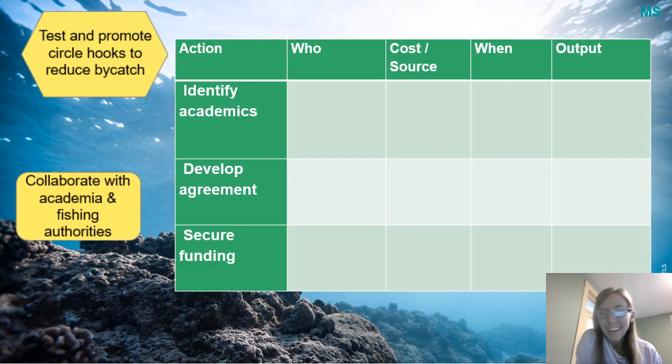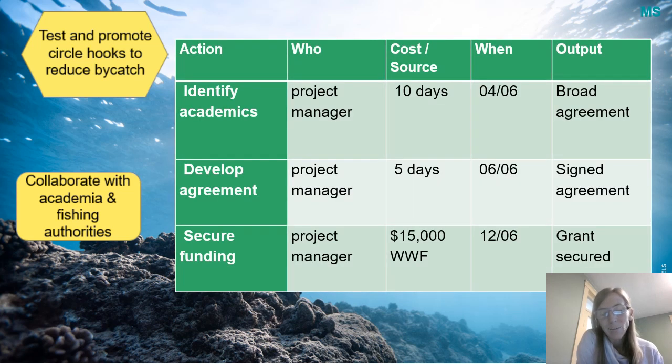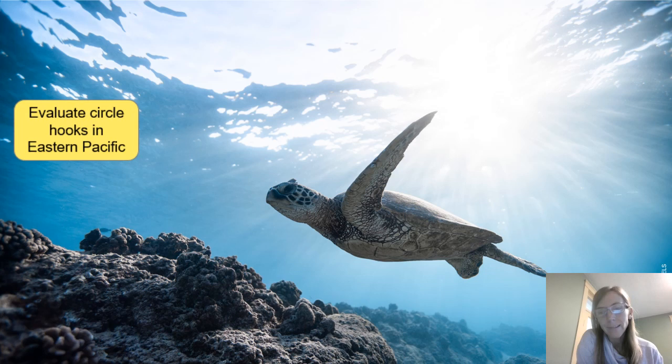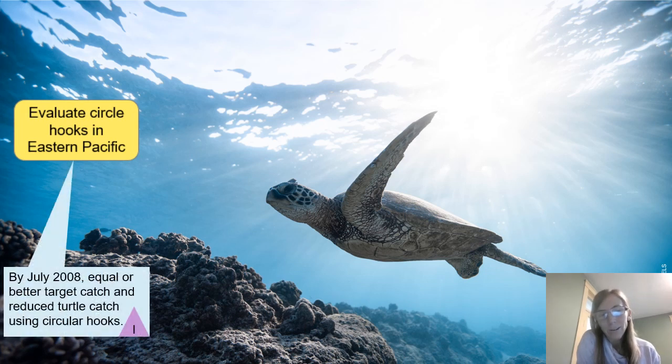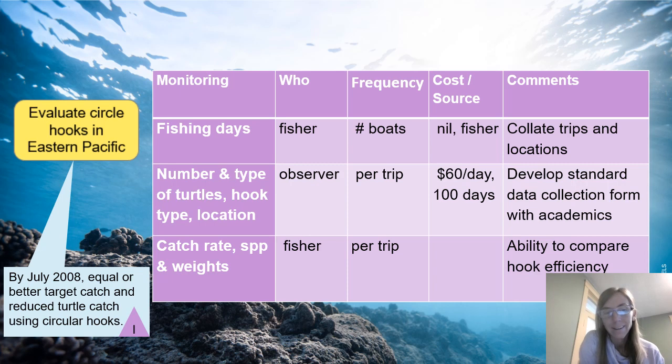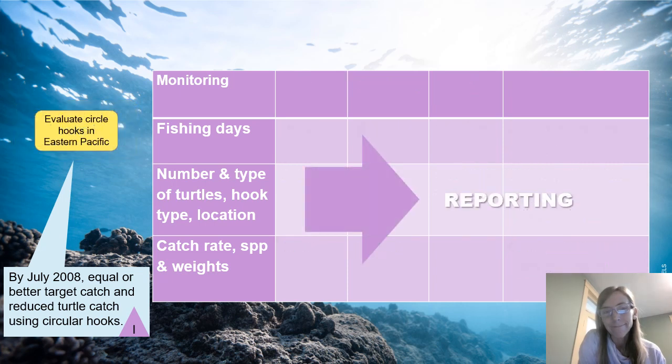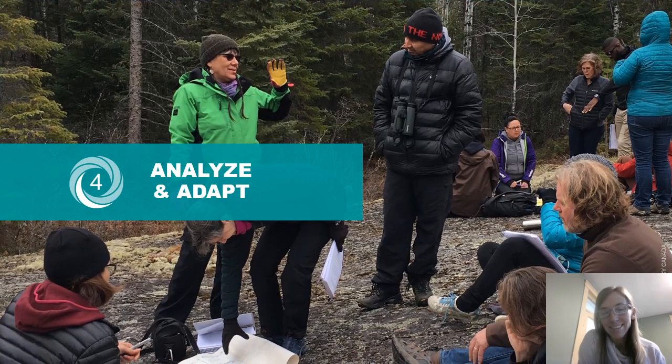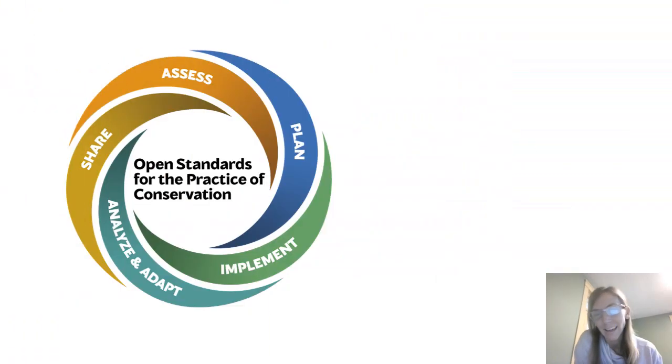So we really need a plan for how to bring this to action. One that identifies who's in charge of the tasks, what the cost is going to be, what the timeline is, and what we anticipate the output to be. In evaluating circle hooks in the Eastern Pacific, we've been able to articulate that goal by July 2008, equal or better target catch and reduced turtle catch using circular hooks. And in doing so, we can set up how we're going to measure that in order to be able to articulate that we've achieved that goal. And it's going to require having a system for reporting and having the scientists that are willing to analyze that information.